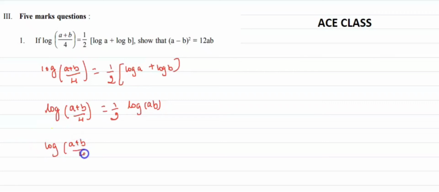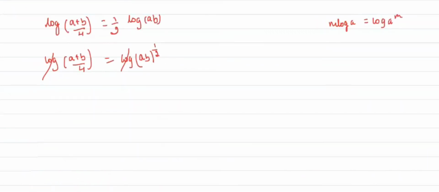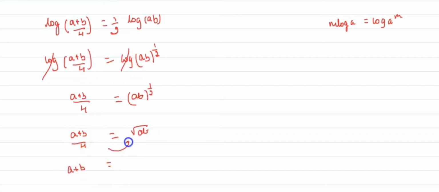Log (a plus b) by 4 will be equal to... m log a can be written as log of a to the power of m. On that basis, this I'll write as log of ab whole to the power of 1 by 2. Log on both the sides I can cancel. So (a plus b) by 4 will be equal to ab whole to the power of 1 by 2, I can write it as root ab. So a plus b will be equal to, I'm just shifting this from here, 4 into root ab. So square it on both the sides in order to get your RHS.